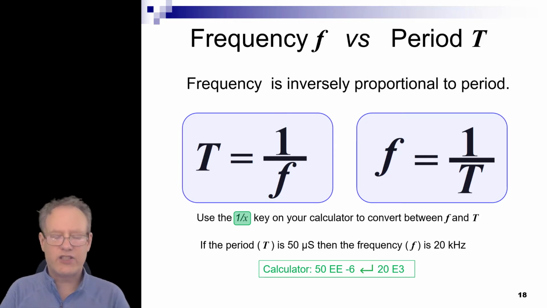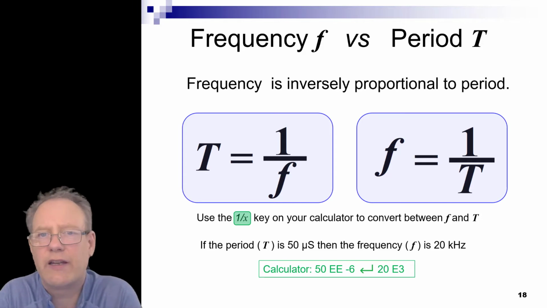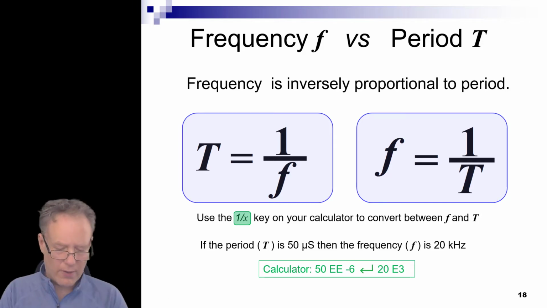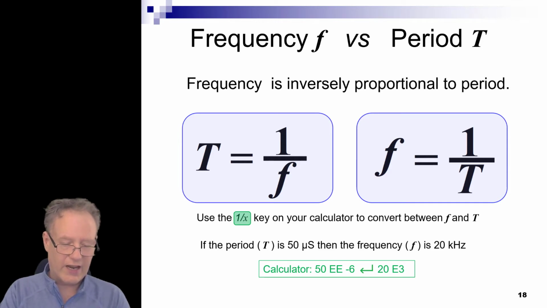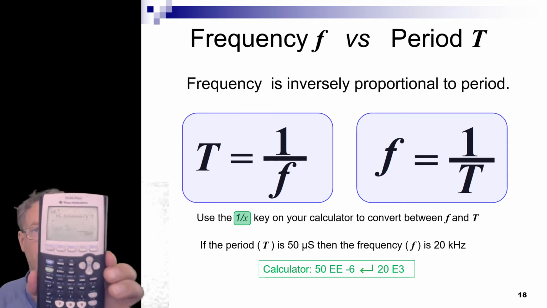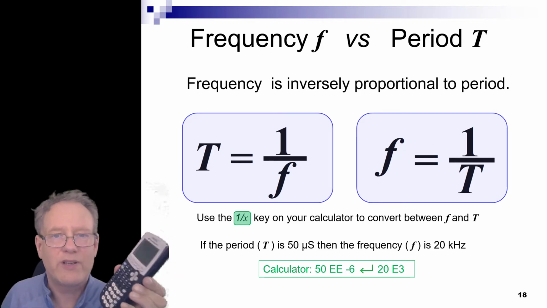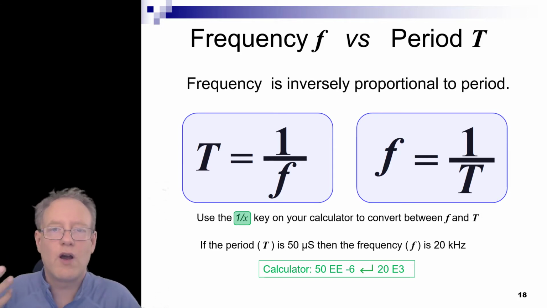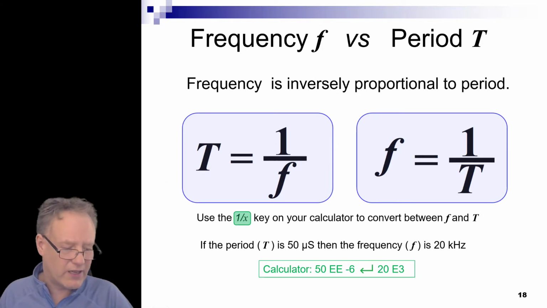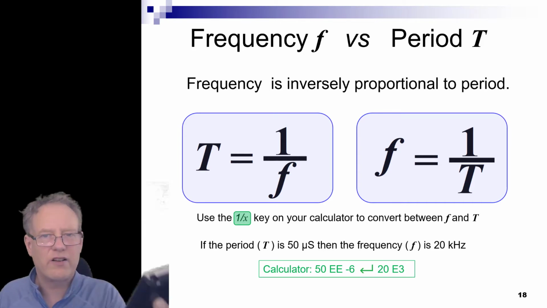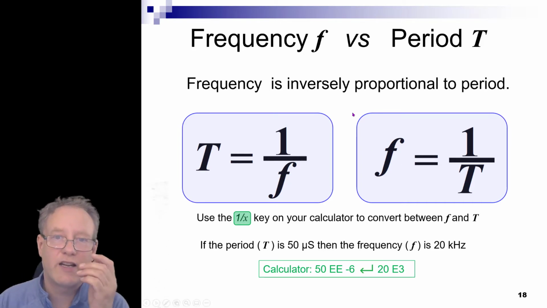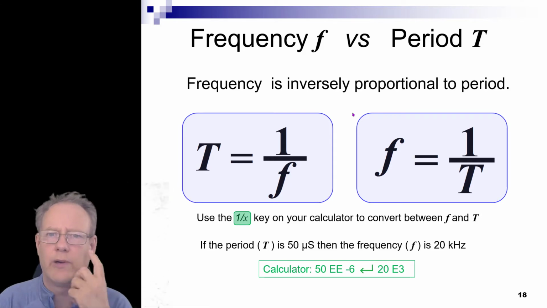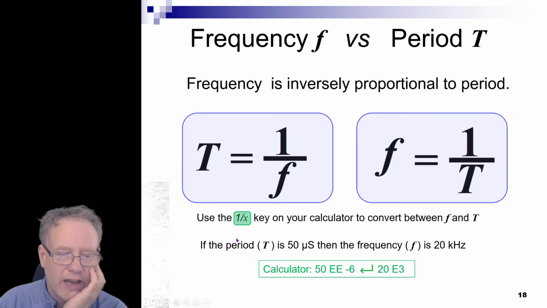Now, if I had 60 cycles per second, that's my frequency. So I'm going to type in 60 and hit inverse. That's the period. So 16.66 milliseconds is how long the period is for a waveform that has a frequency of 60 hertz. It's that simple. Just kick it in your calculator and hit the inverse key. Pretty simple. So don't forget about the inverse key.